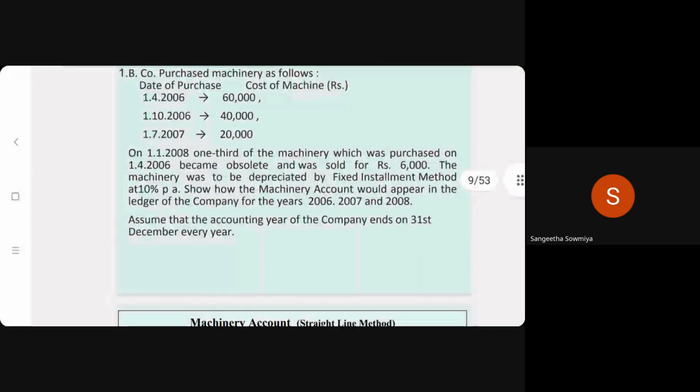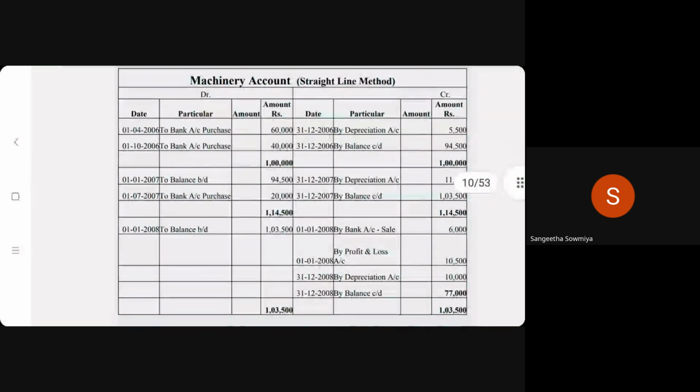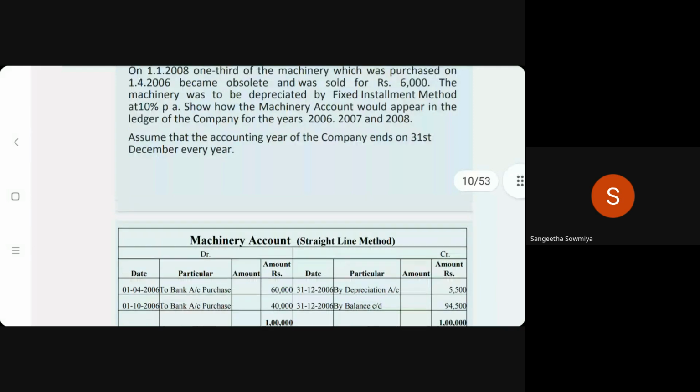You read, on 1/1/2008, 1/3 of the machinery which was purchased on 1/4/2006 became obsolete and was sold for rupees 6,000. The machinery was to be depreciated by the fixed installment method. Okay. So the first machinery, only 1/3 of the machinery you are going to sell. So how to calculate, how to write it? When you sell your asset, you have to write by cash or bank account. So on 1/1/2008, by cash or bank account 6,000. You are going to sell for 6,000.